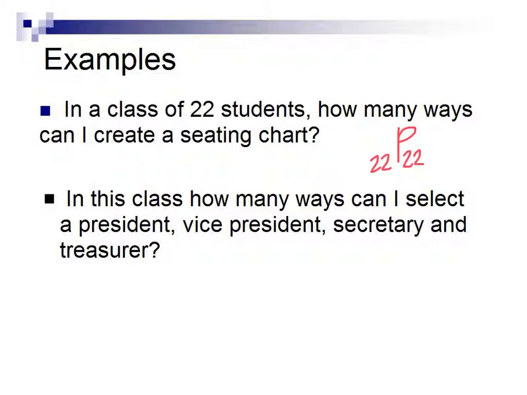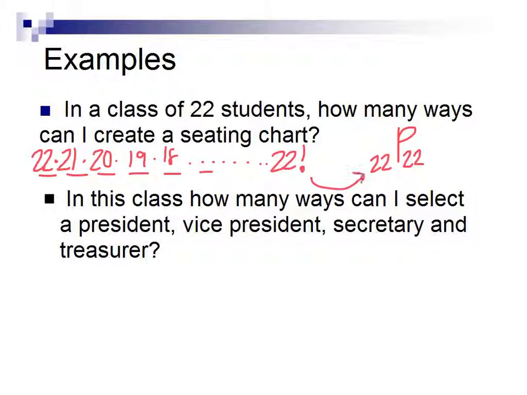Another way you might think through it, you could even do the fundamental counting principle. You'd have 22 options for the first seat, and then you can't repeat, so this is where you tweak it to not repeat. There's only 21 options for the next seat, and then 20 and 19 and 18 all the way down to 1. So really it's just 22 factorial, which gets you the exact same thing. Either way would be good.